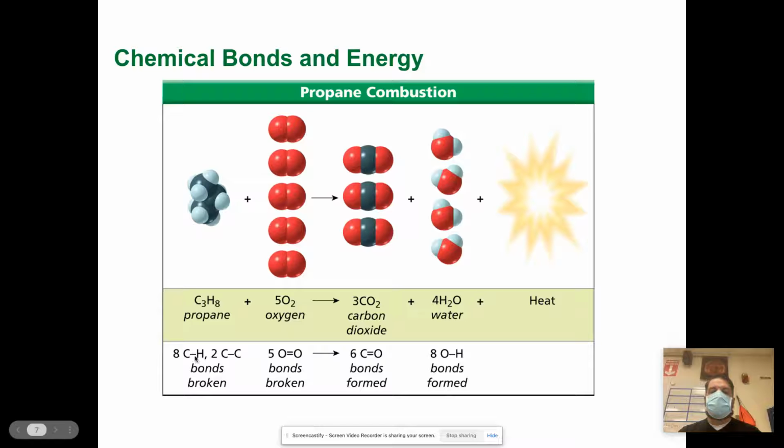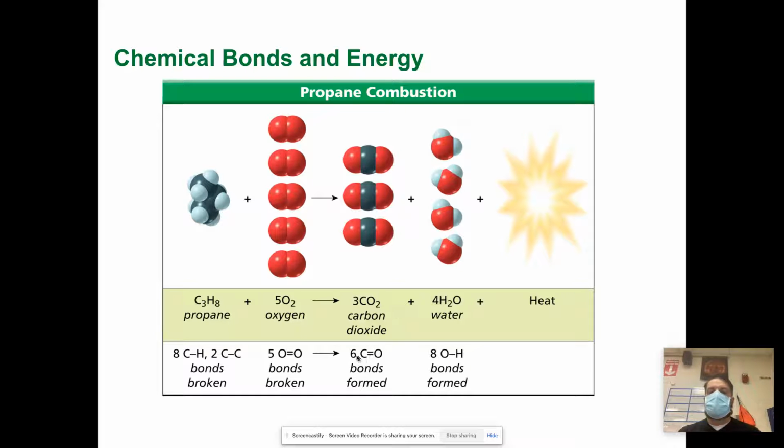Just a reminder, we covered this before. This is a single bond, right? So there are 8 single bonds between the carbon and the hydrogen. And over here, there are two single bonds between the carbon. Over here, there are 5 double bonds in the oxygen. Okay, we talked about that earlier.